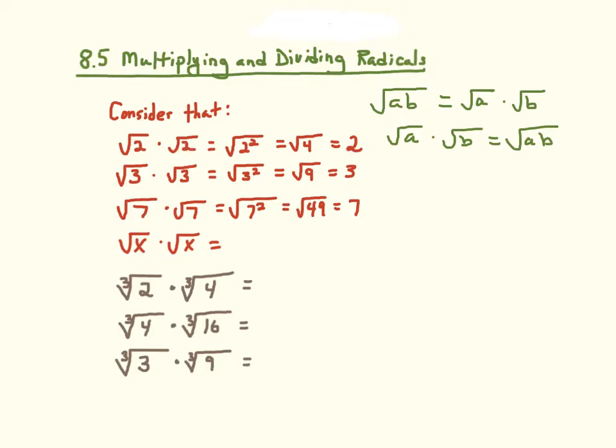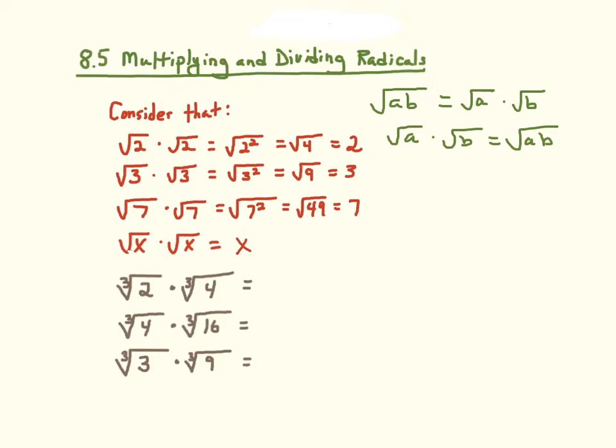So a few more examples. The square root of 3 times the square root of 3. If I apply this property, that equals the square root of 3 squared, which is 9, square root of 9, which is 3. Square root of 7 times square root of 7 is 7. So that would make the square root of x times the square root of x equal to x.